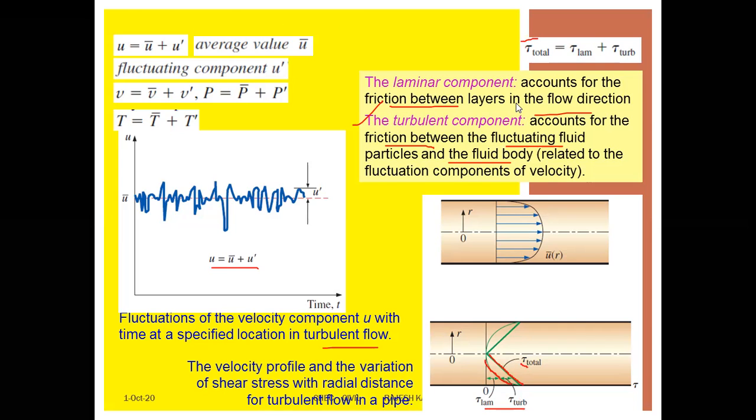Next, if you see the velocity u, it is u bar plus u dash, where the average value is u bar and u dash is the fluctuating component. Therefore, the velocity v is equal to v bar plus v dash. Therefore, the pressure p is equal to p bar plus p dash. Therefore, the total turbulent t is equal to t bar plus t dash, right? Next.